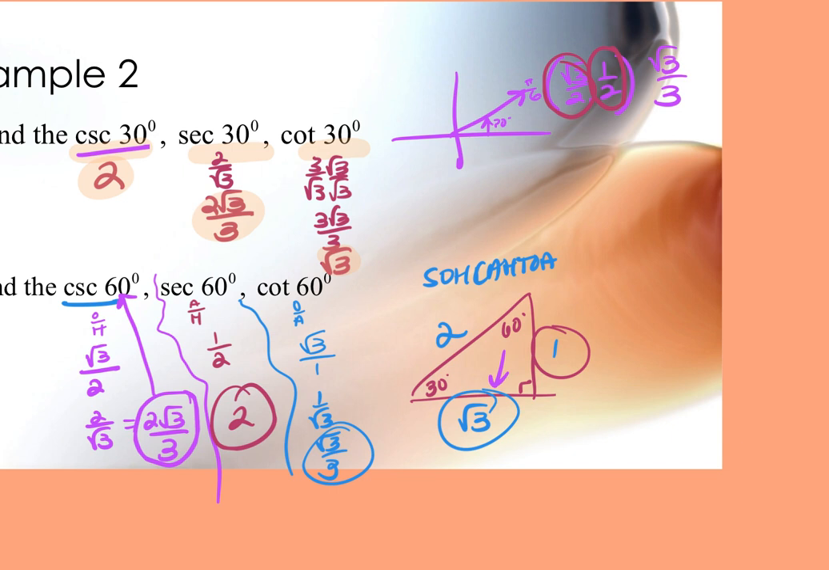So you can do every single special angle either way. And by special right triangle angles, we mean 30, 60, 45.